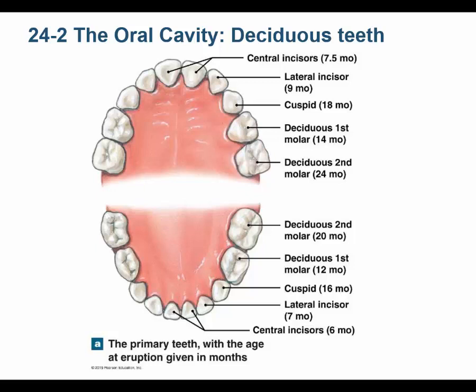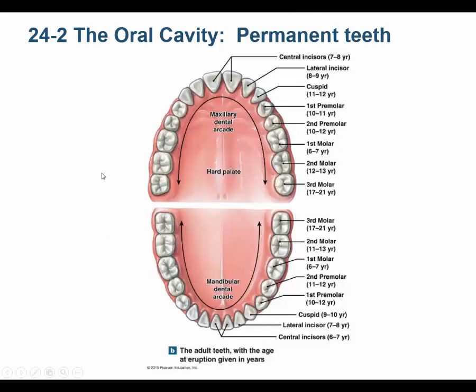These are deciduous teeth. These are your baby teeth or your milk teeth. Some people call these baby teeth, some people call these milk teeth. Science calls these deciduous teeth because, like a deciduous tree that drops its leaves, you drop these teeth until you get your permanent teeth. So you can see the incisors and the cuspids and the molars there. And these are your permanent teeth.